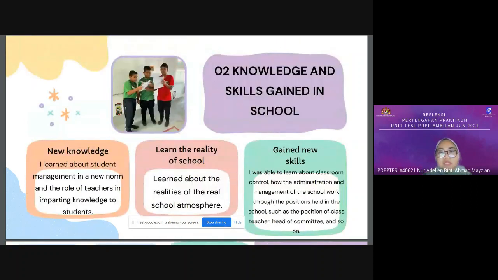All right, knowledge and also skills gained in school. So basically through this practicum, I have gained new knowledge where I learned about student management in a new norm, where we are currently dealing with the pandemic, and the role of teachers in imparting knowledge to our students. At first, actually I did work as a guru ganti, in sejarah in a high school before, but it was like 3 to 4 years ago, and now by the practicum, when I was posted as the interim teacher, I learned new knowledge other than what I learned during my time as a guru ganti before.